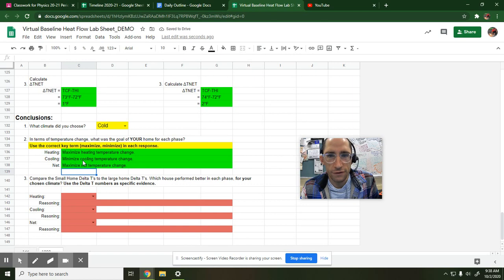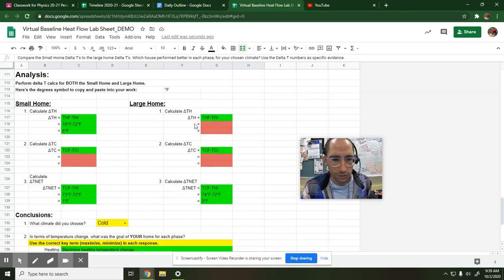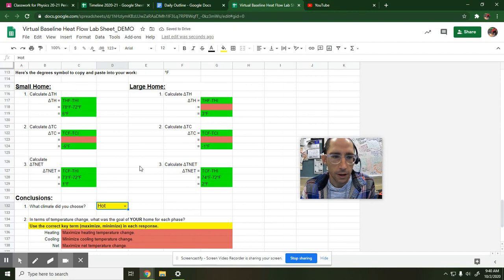Cold climate, you want to finish the whole test of the home, heating and cooling, with the highest temperature possible. Hot climates, you're the opposite. You want to finish with the lowest temperature possible. Which house performed better? Look at your delta T's, people, in order to form conclusions. Remember, science is about evidence-based conclusions. Which house performed better, small or large, for each phase of testing, heating, cooling, net?